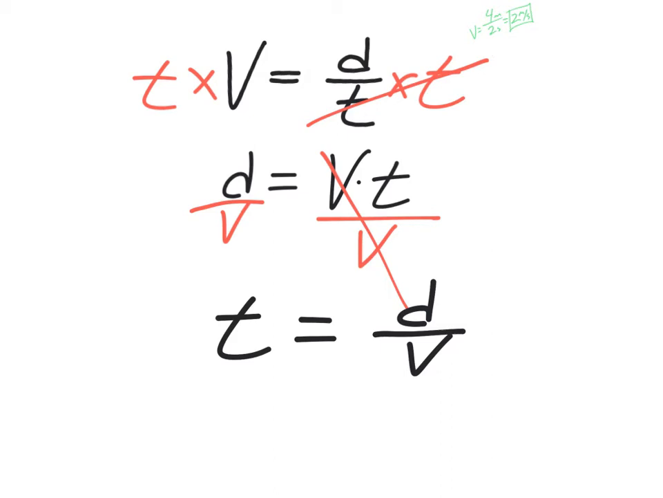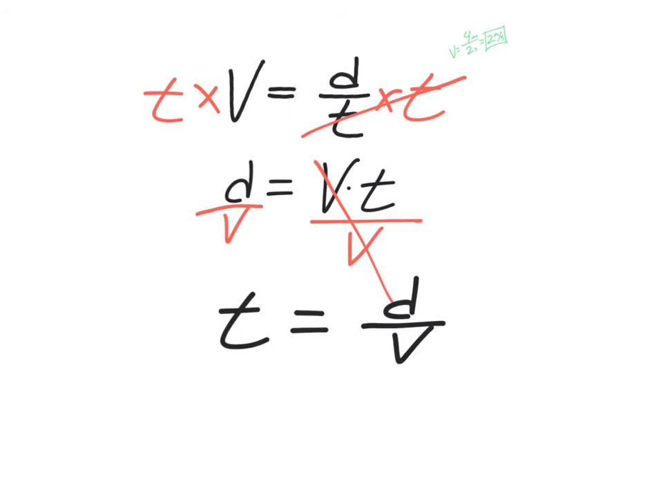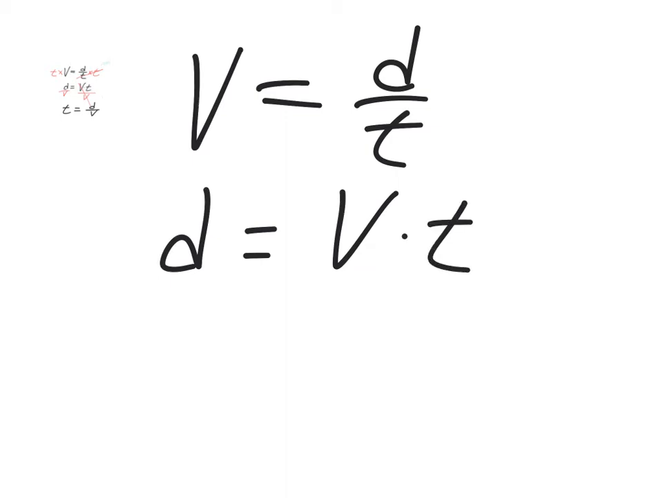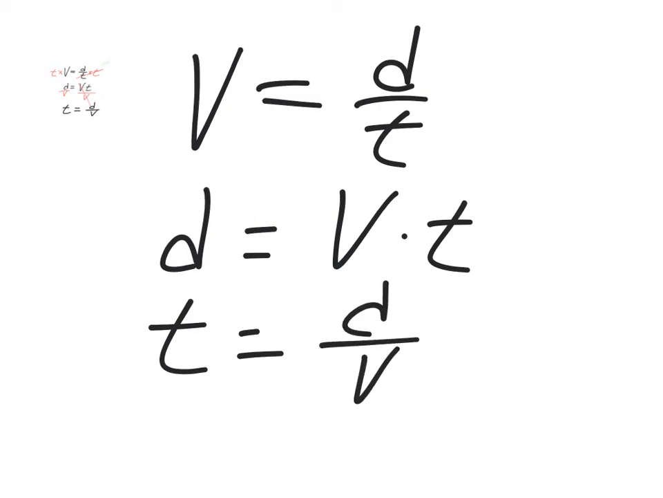So now we've solved it 3 different ways. So what this essentially means is that in that one equation that I have, the speed equals distance divided by time, I now really have 3 equations. Distance is equal to speed times time, and time is equal to distance divided by speed. So we get 3 for 1.